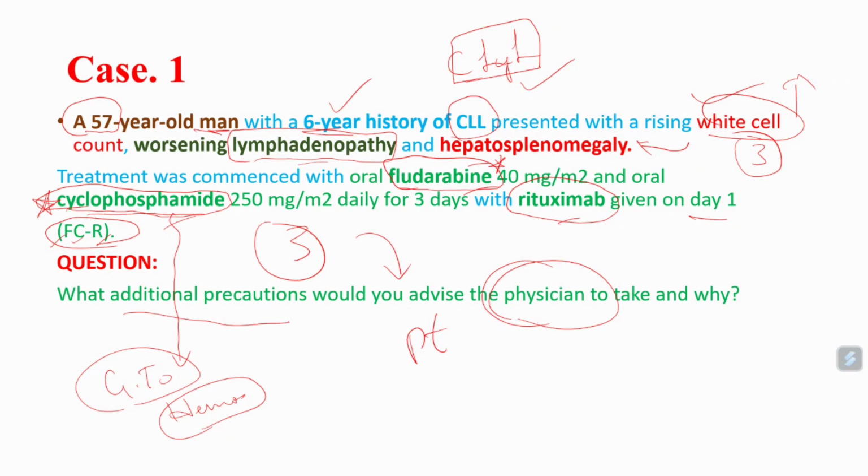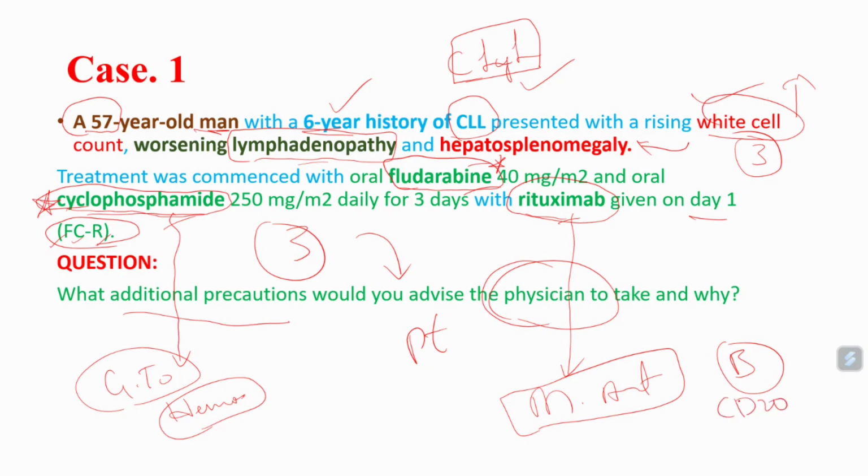And about rituximab, I think I have not discussed it, but it is very easy. This rituximab is a monoclonal antibody, and rituximab specifically kills the B cells. This one you have to remember. The B cells which are having CD20.